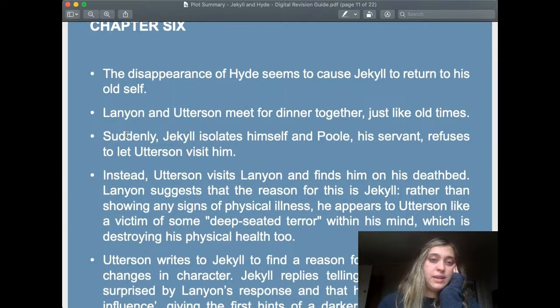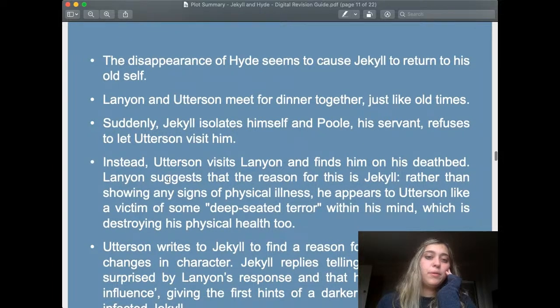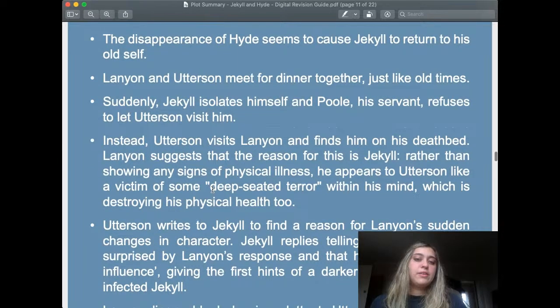unfortunately, it doesn't last. It's a very temporary thing because suddenly Jekyll is acting even weirder than he was before. He's not really himself anymore. He just locks himself in the room, and his servant won't let Utterson visit. And Lanyon, even though he invites Utterson to dinner, when Utterson actually goes to see Lanyon is so sick he's not going to recover. So we've got another really good little quote here: deep-seated terror within his mind.